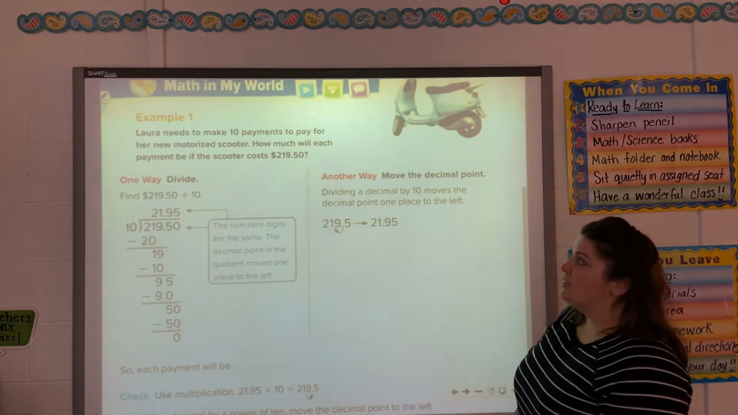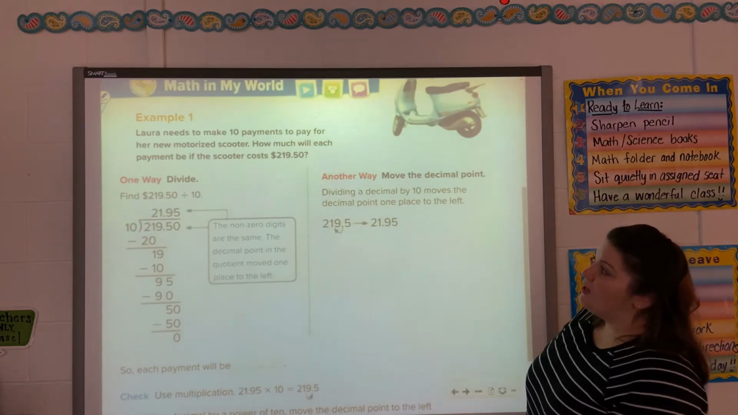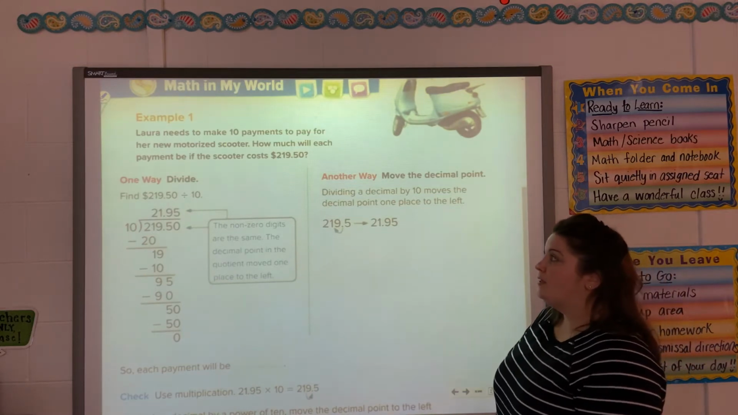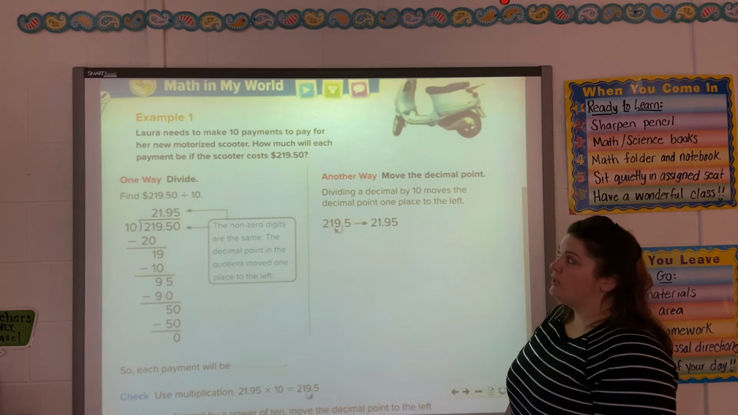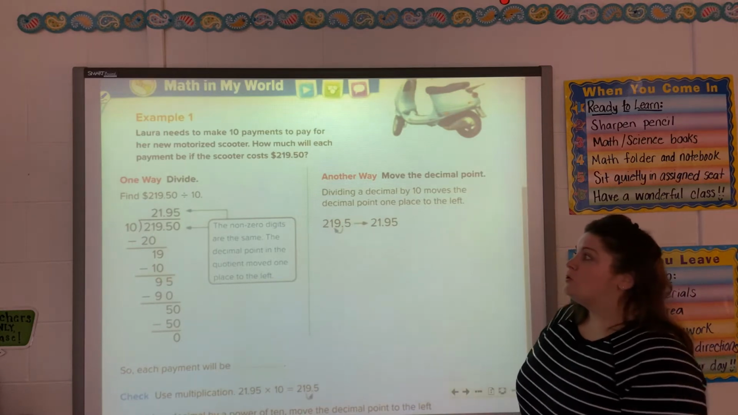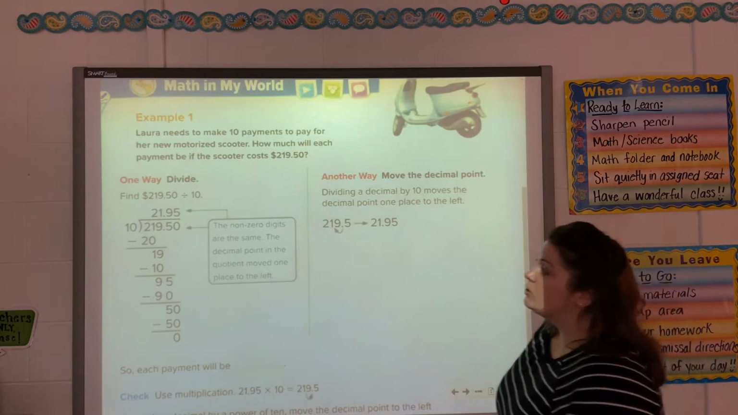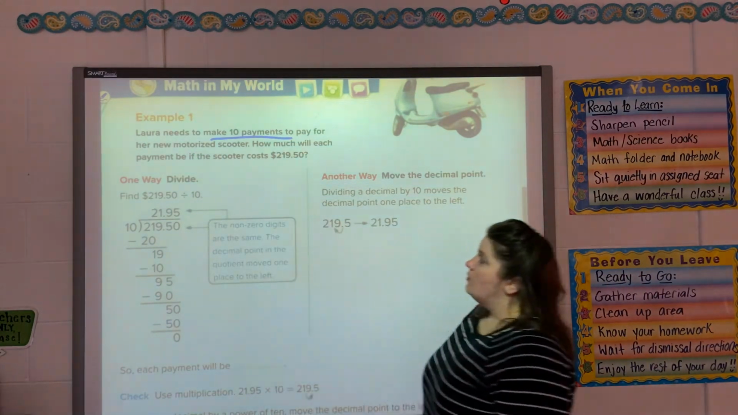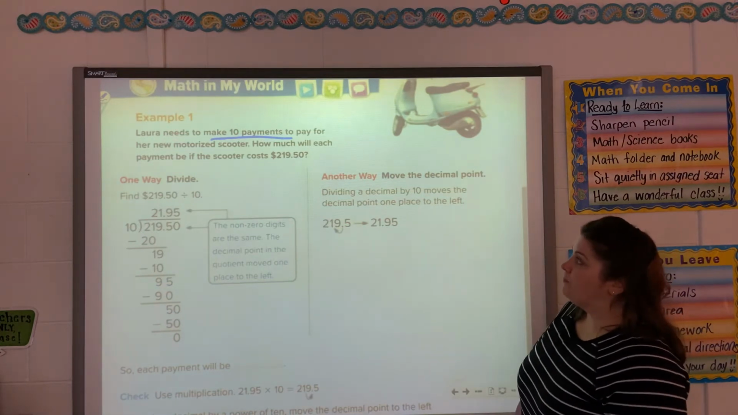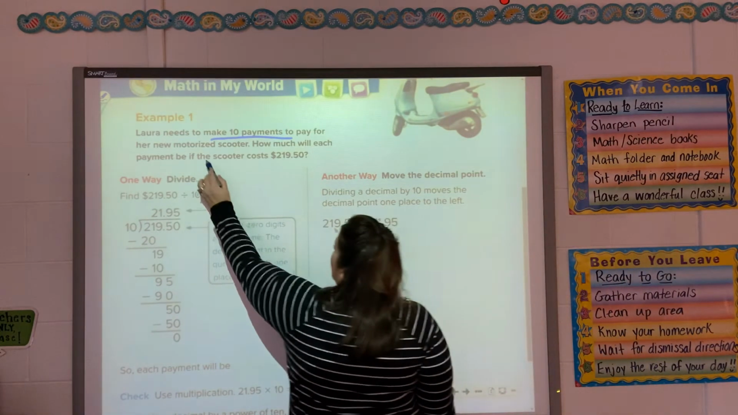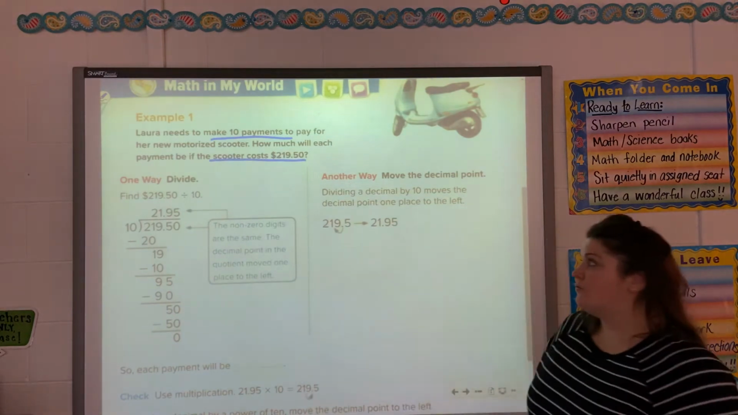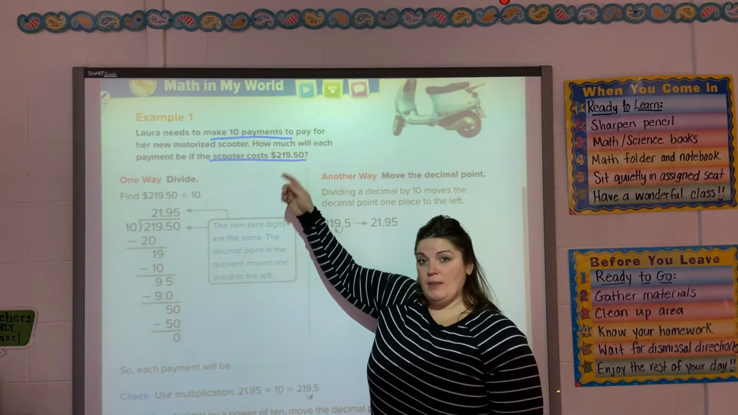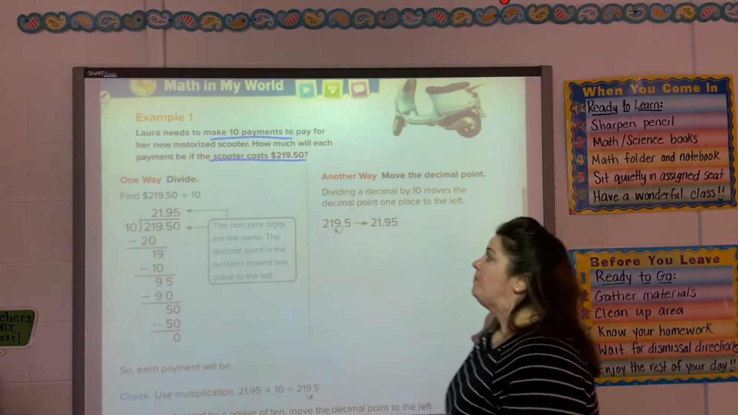Laura needs to make 10 payments to pay for her new motorized scooter. How much will each payment be if the scooter costs $219.50? So what are the facts that I know? I'm trying to understand my problem. She needs to make 10 payments for a new item. We also know that the scooter costs $219.50. For this problem, there is a fact in the question, and sometimes that happens, so just be careful.